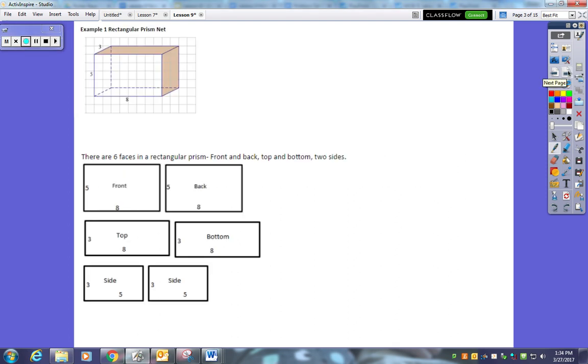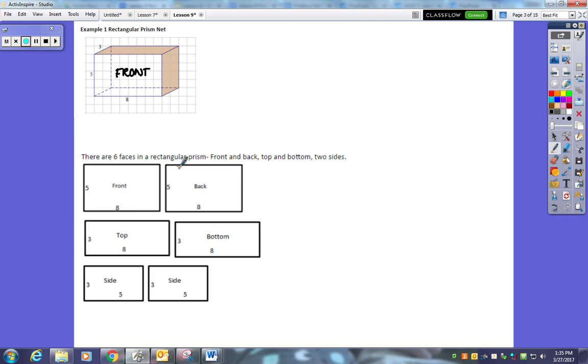Okay, so if you look at example 1, this is a rectangular prism. We've seen these when we've done volume. And some important things to note is that there are 6 faces in a rectangular prism. We've got the front and back, which are the same size and shape. In this picture, this would be considered our front, and it has an identical base along the other side in the back. So that is a 5 by 8. If we were to cut it out, it would look just like this. And the back would look identical.